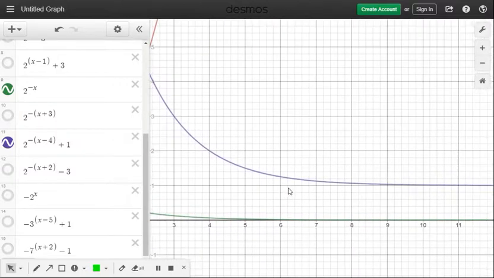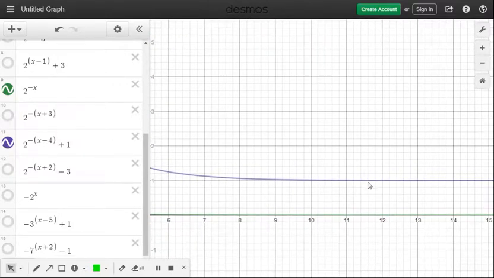So if I were to compare on the right side, we can see the green graph, 2 to the power of negative x, to the purple graph, where it's plus 1, yes, it did indeed shift 1 unit up.